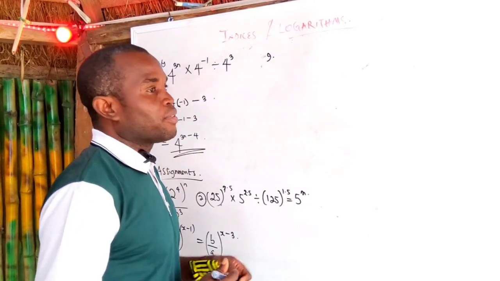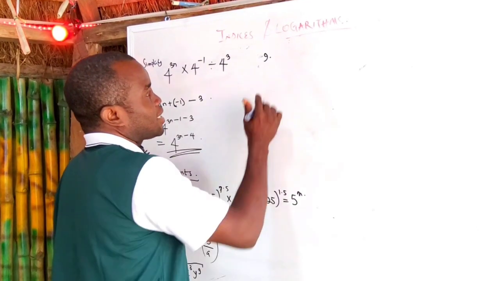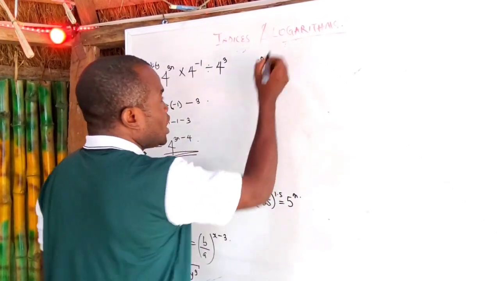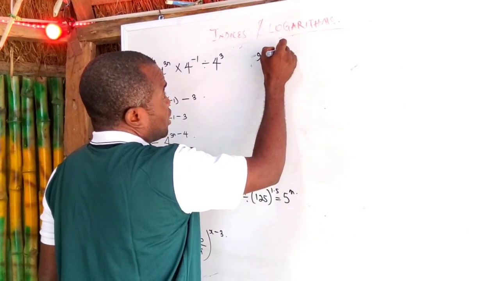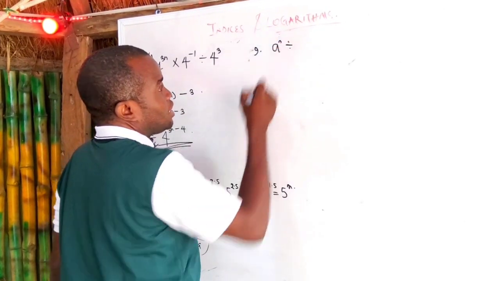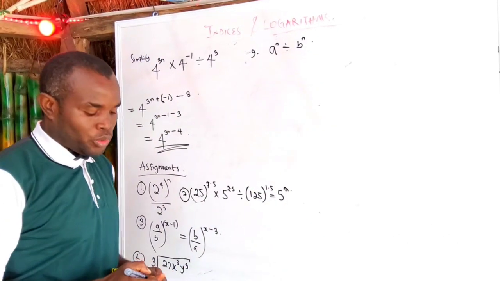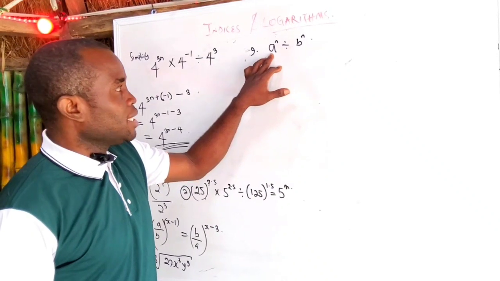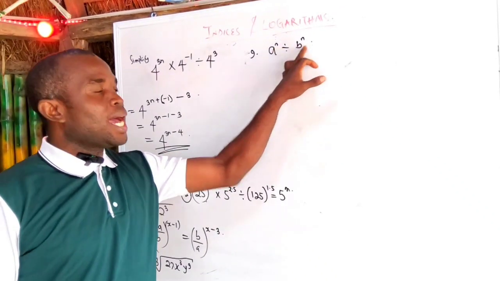What if you have indices of the same power but different bases? What do you do? Let's take, for instance, if you have a raised to power n divided by b raised to power n. So what do you do? Now look at this. The bases are not the same thing, but the powers are the same.